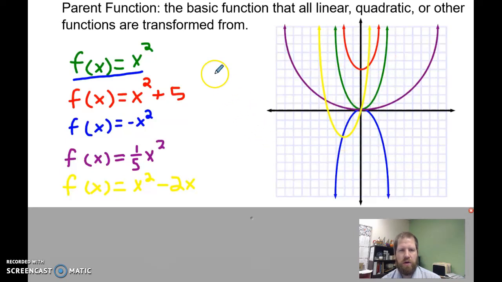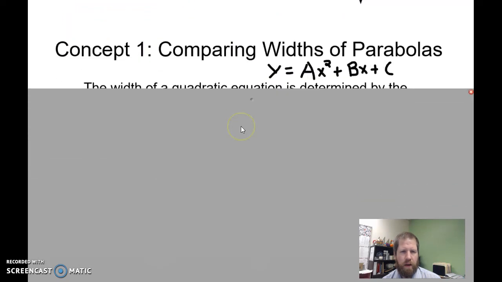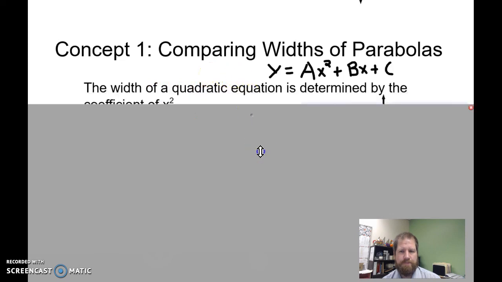So we can think of all of these functions as just transformations or changes to our parent function, and that sometimes makes it easier to figure out things about them. Our first concept is comparing the widths of our parabolas.